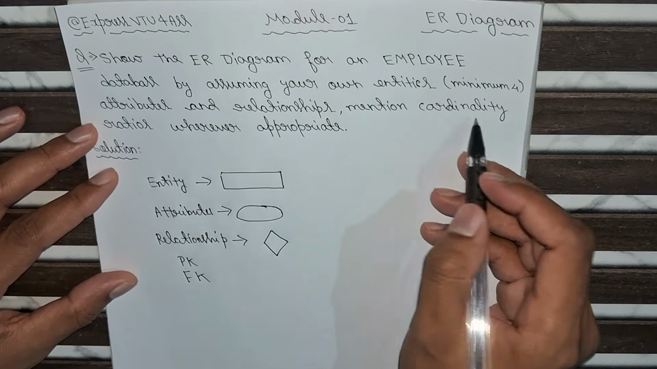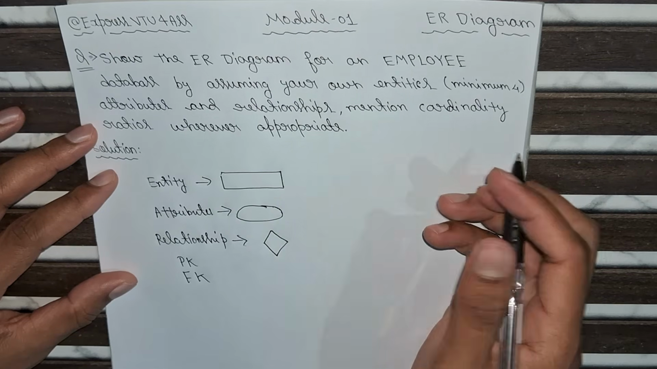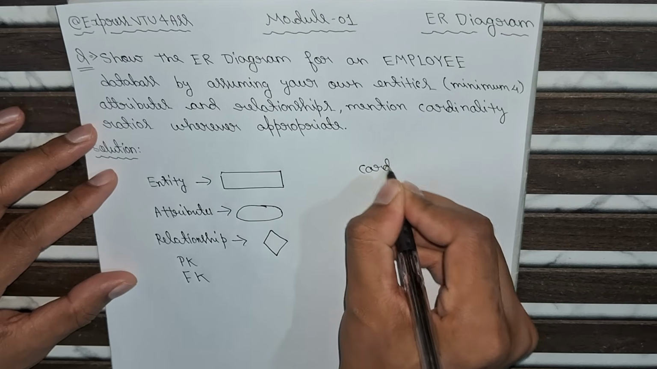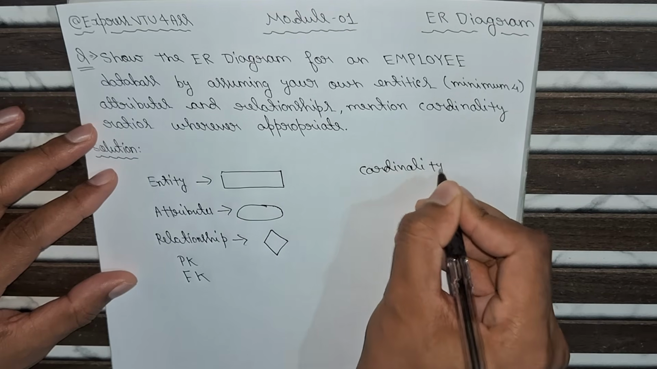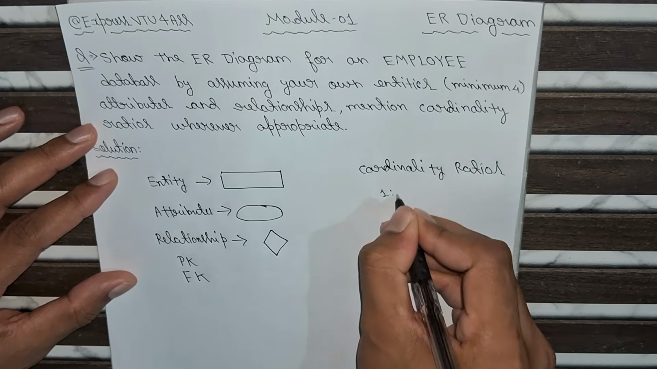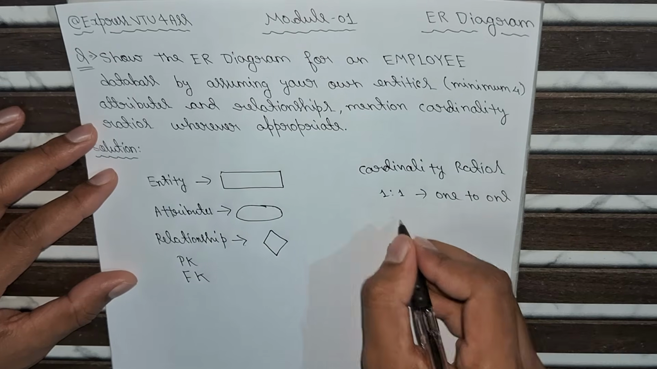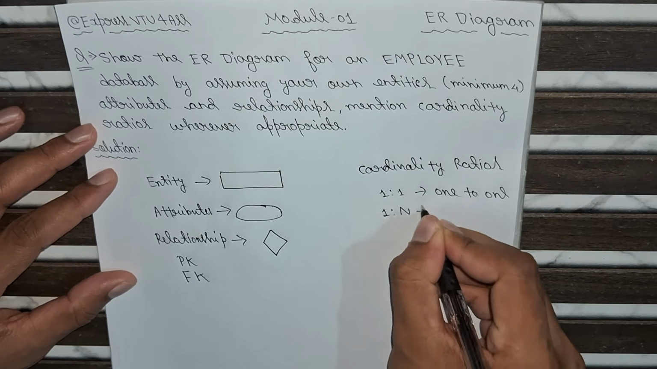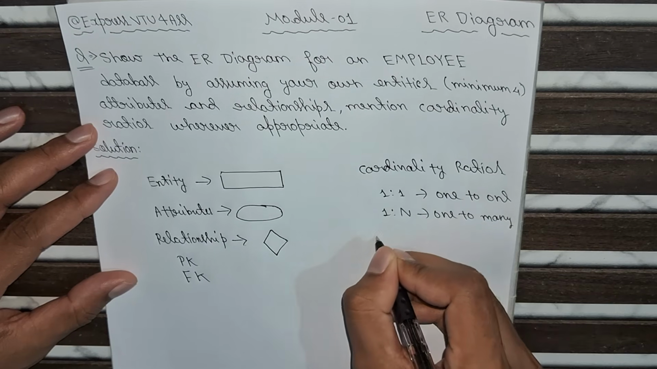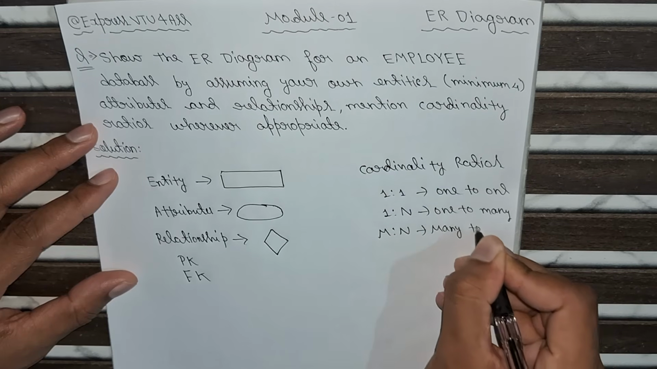And what it means by cardinality ratios, it is nothing but it is representing the relationship, meaning 1 to 1, 1 to many, or many to 1. So we will write also these cardinality ratios. There are three types: 1:1 means 1 to 1, and then the second one which is 1 to n, which means 1 to many, and there is one more which is m to n, it means many to many.